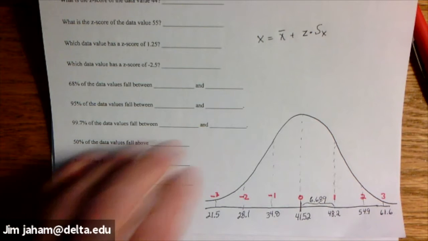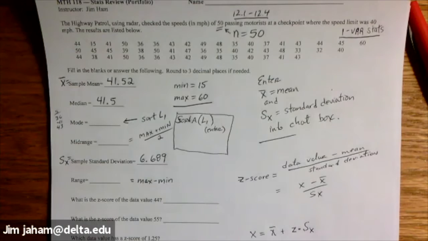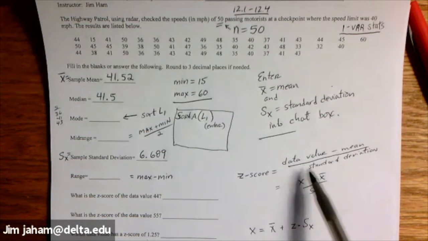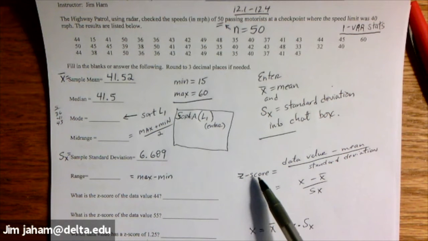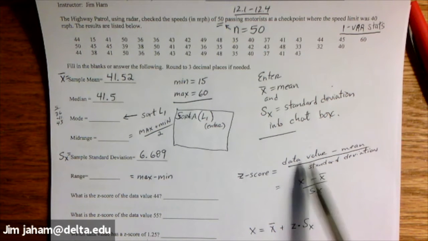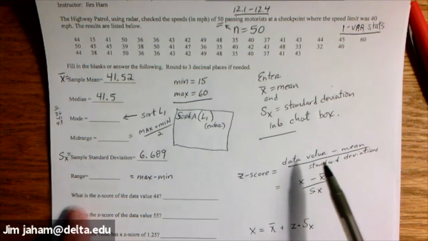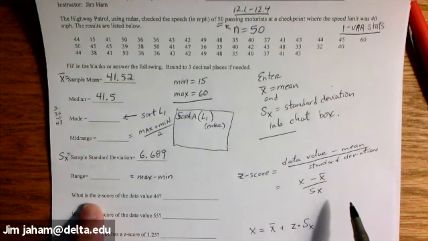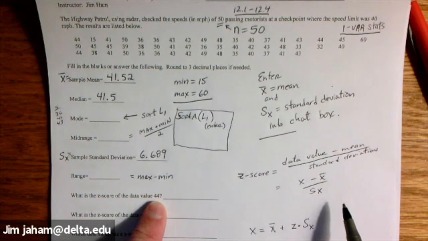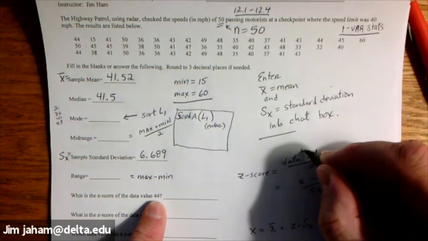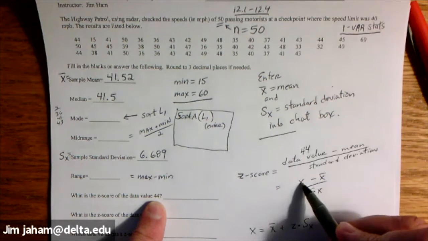Okay, so the z-score. The z-score tells us how many standard deviations a data value falls from the mean, and it's given by this formula here. So in an example like, what is the z-score of the data value 44? In this formula, the data value would be the 44, so that would be in the place of the x.